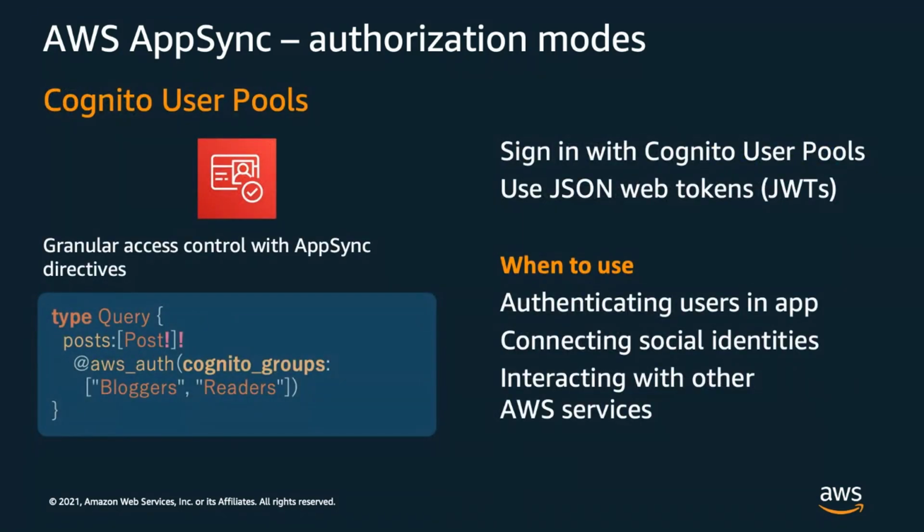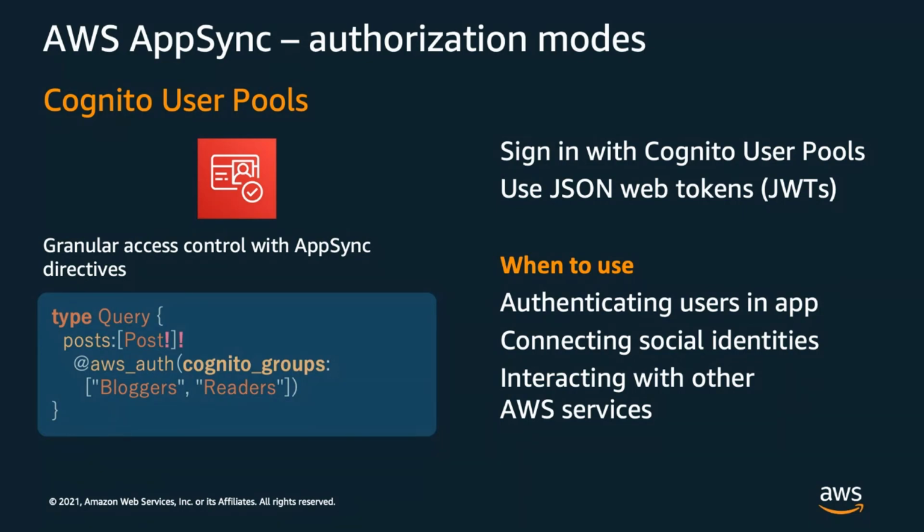Then we mentioned that you have Cognito User Pool. So you are managing your application users using Cognito. Cognito will provide a JSON web token that specifies claims and attributes of your users. And you can use the integration with Cognito User Pool to create granular access control, leveraging AWS AppSync directives. So for example, here in the slide, we have a directive that specifies that the list of posts, so a specific post query, can be performed by users that are part either of the bloggers group or the readers group.